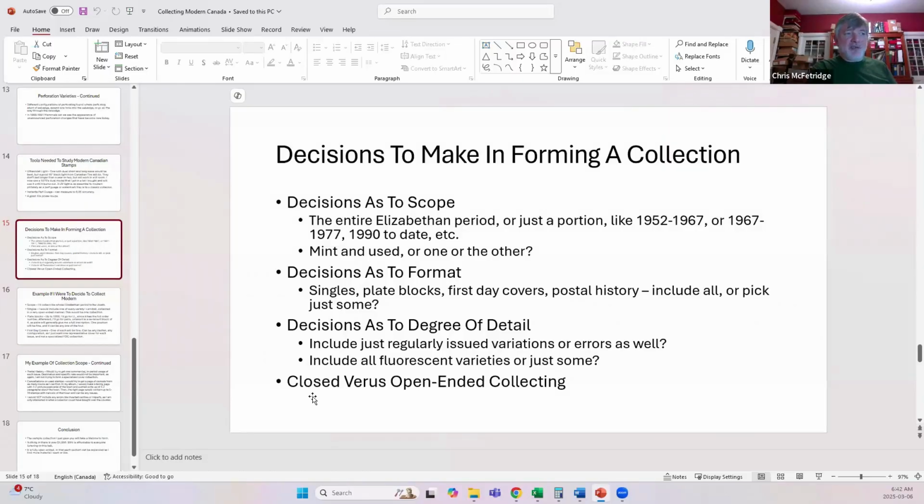Then you've got to make some decisions on the degree of detail that you want to have in there. Do you want just the basic issues, or do you want to have all the variations and errors? Do you want to get into fluorescence at all, or do you want to ignore it? And then closed versus open-ended collecting. Do you want to have all of your items defined ahead of time and to make up pages and have spaces for only those items? Or do you want to collect in a more fluid fashion where you're open-ended and you're adding things as they come up?